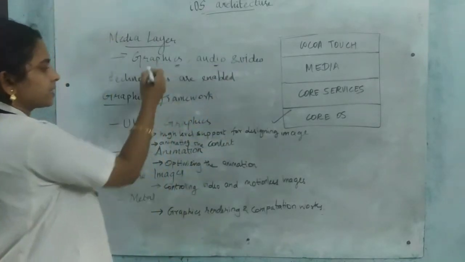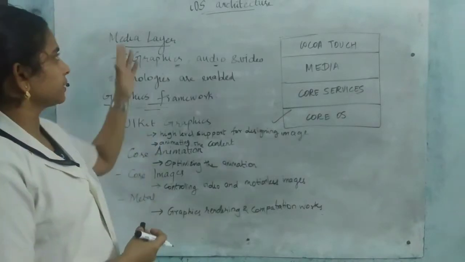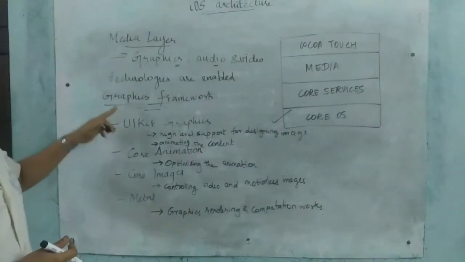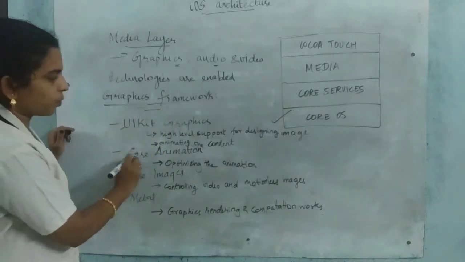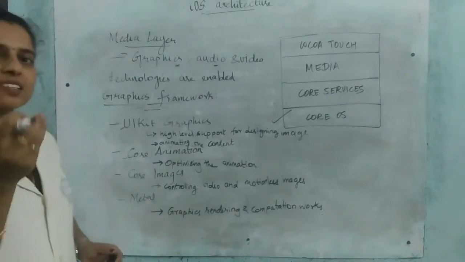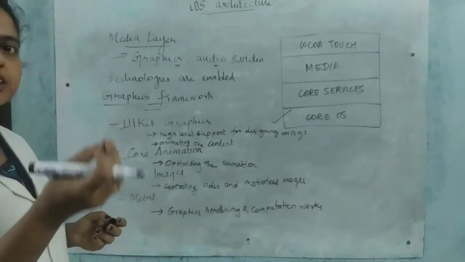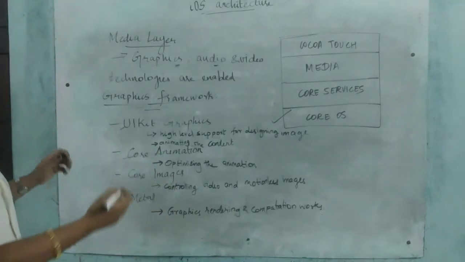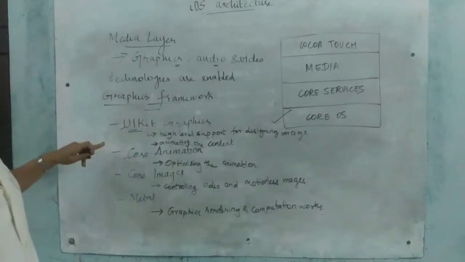Okay, so first we can see about graphics. So what are the graphics frameworks in the media layer? Okay, in this graphics framework we have UIKit Graphics, Core Animation, Core Image and Metal. So these are some of the frameworks. A lot of frameworks are there, but here I have mentioned only some. Okay, so the first one is UIKit. UI is user interface kit graphics.